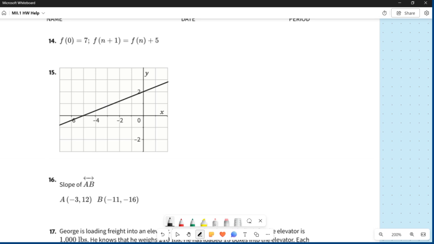This part is not strictly necessary, but if you were to make a table, well, f of 0 is 7. My next term is my previous term plus 5, so term 1 is going to be 7 plus 5, which is 12. My second term is going to be the previous term, which is 12, plus 5, which is 17, and so on and so forth. And you should pretty quickly be able to see that my rate of change is simply 5, which is this number right here. So my rate of change is 5.